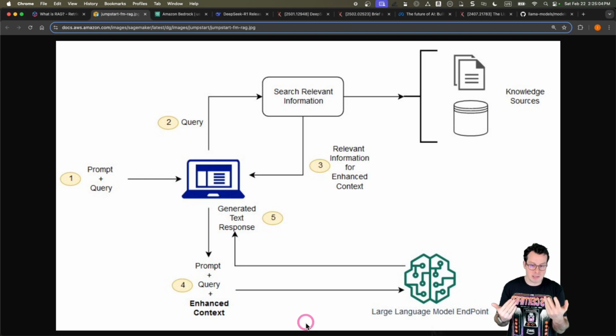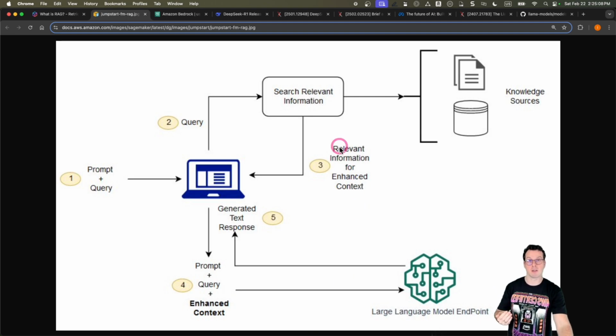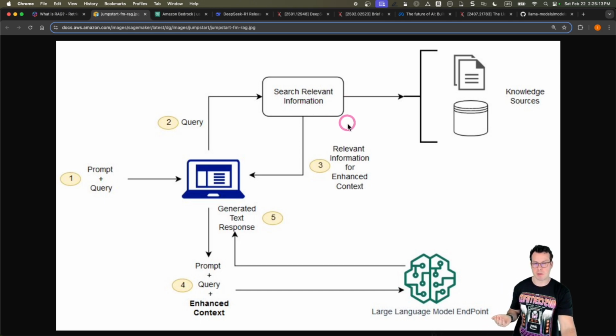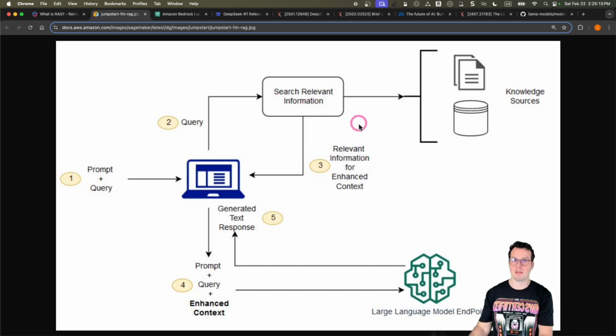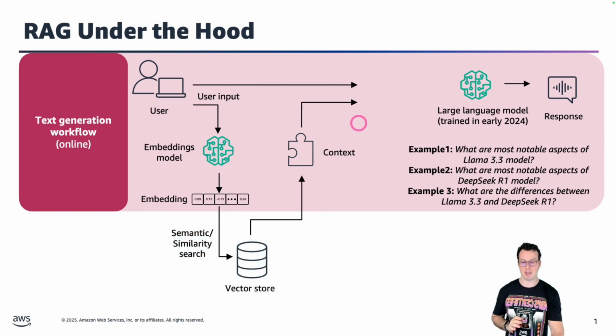Now, as I mentioned earlier, this is a very, very simplified diagram that just shows a box that says search relevant information. But what does that actually mean? So let's take a step below this representation and talk about it in a little bit greater detail.